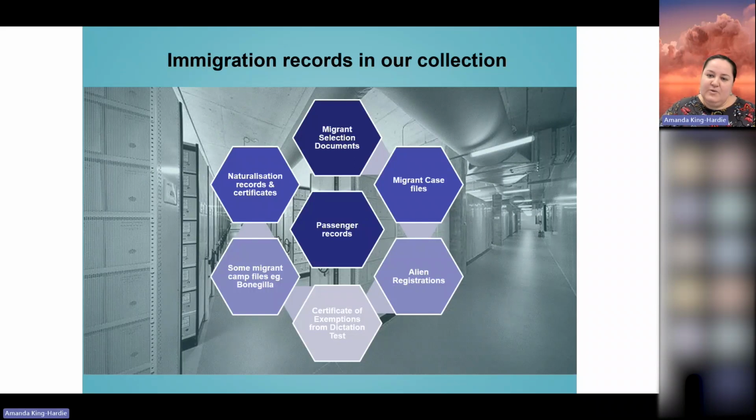So immigration records in our collection fall into several different categories, including migrant selection documents, passenger records, alien registration records, naturalization records, and more. What types of records each migrant will have depends on factors such as when they migrated, their country of origin, whether or not they came under an assisted passage scheme, and whether they became citizens. People will generally have one or more of the types of files pictured here, depending on their individual circumstances.